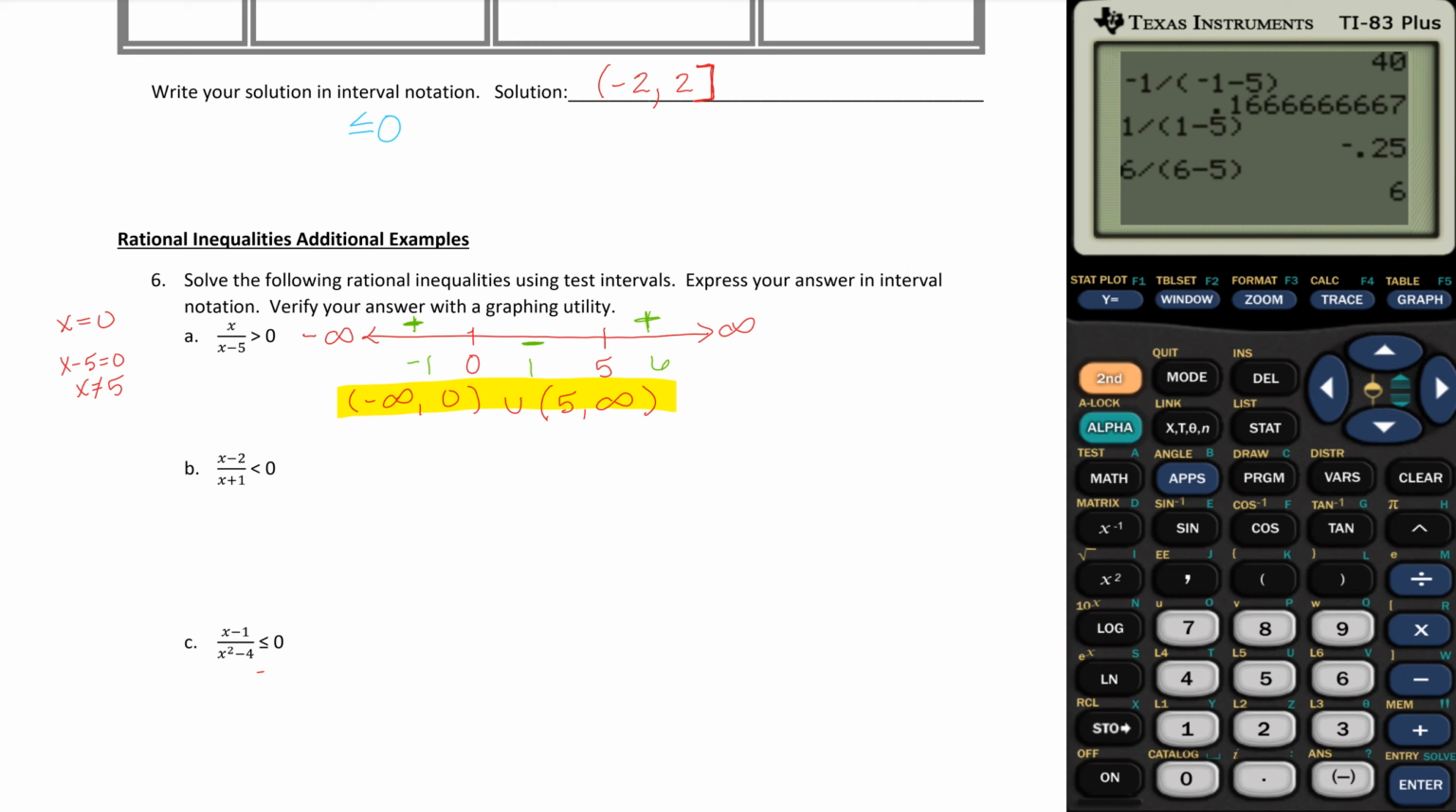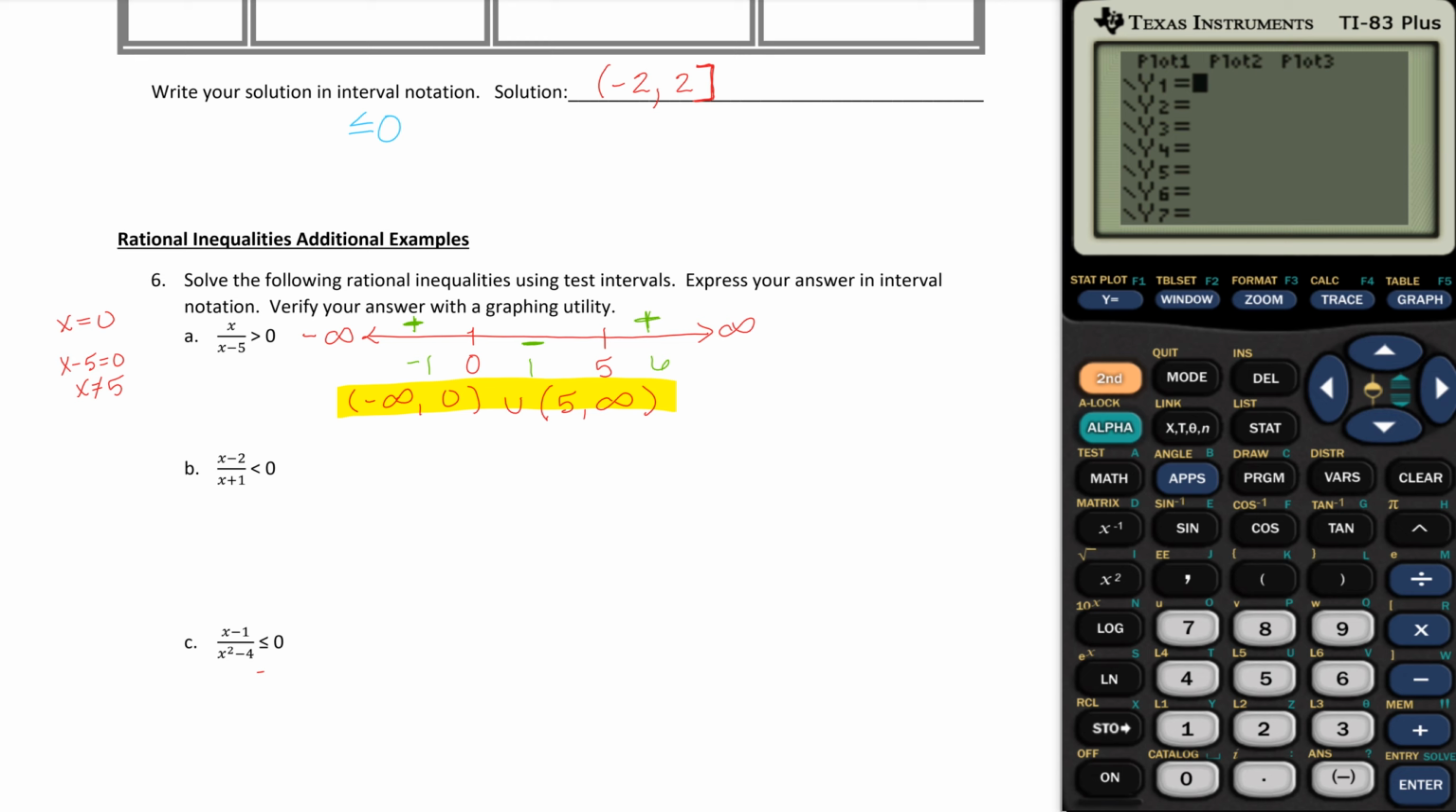Okay, let's verify it in my calculator. So I'm going to plug it in. I get an x over parentheses, x minus 5, because the whole denominator must be included. And I'm going to take a peek at my graph. If you can't look at the graph and fully see it, you can also look at the table, but you're going to check your values. We're going to check negative 1. That's a positive. We're going to check my 1. It's a negative. We're going to check at our 6. It's a positive after that. So we know that we're going in the right direction.